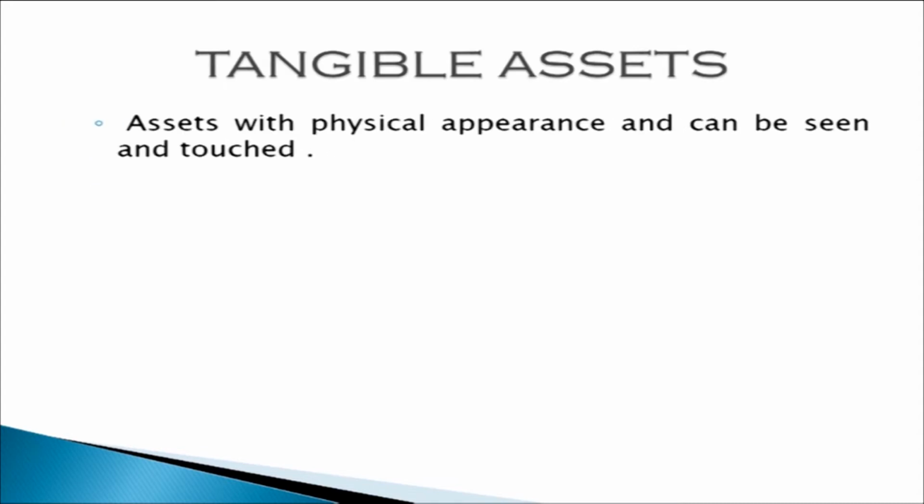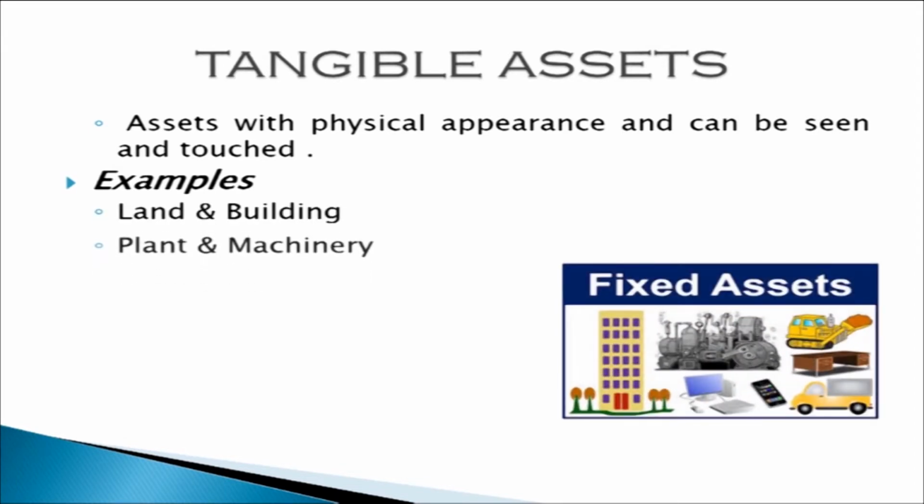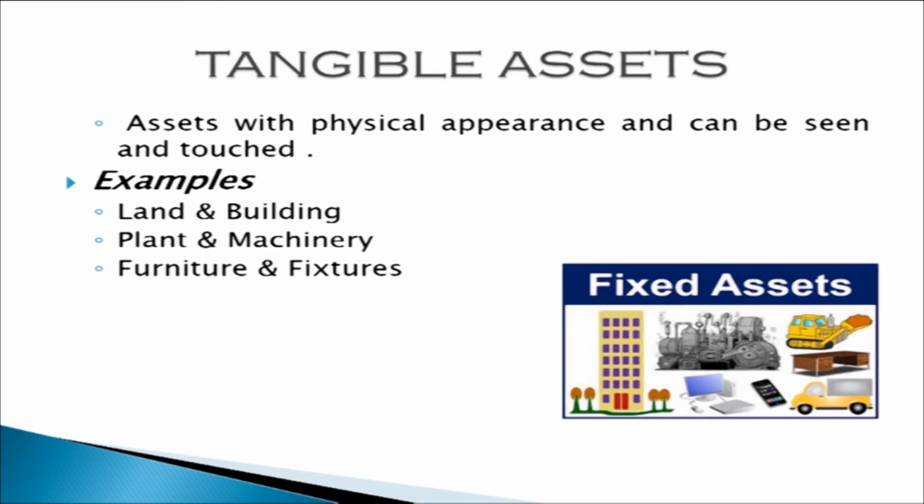Tangible assets are the assets with physical appearance. These can be seen and touched. Revenue generation is possible with these assets. Some of the common examples of tangible assets are land and building, plant and machinery, and furniture and fixtures.